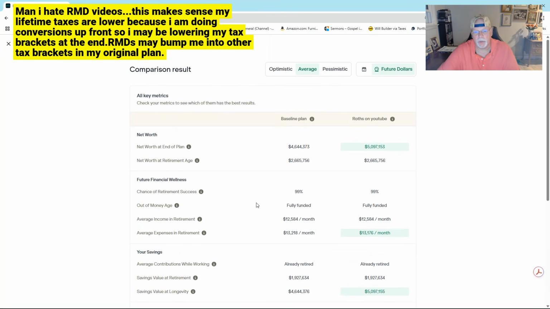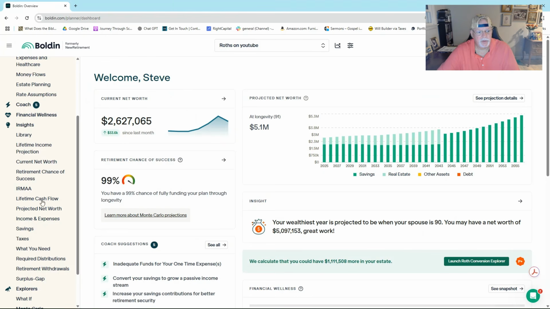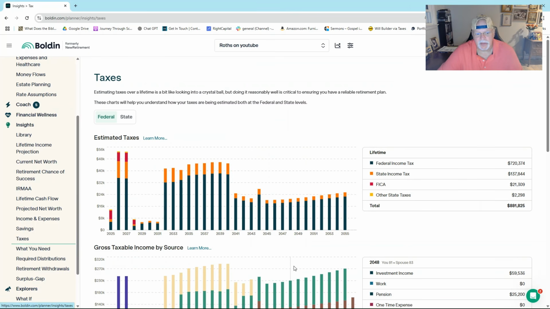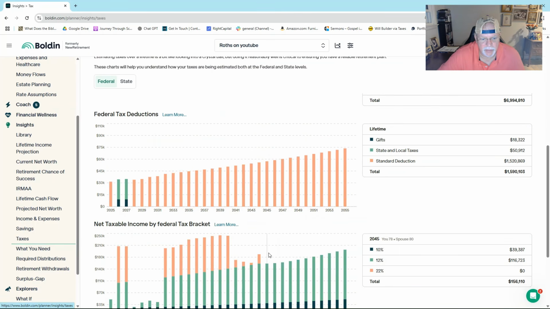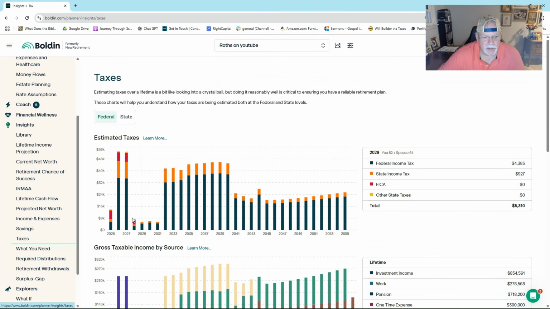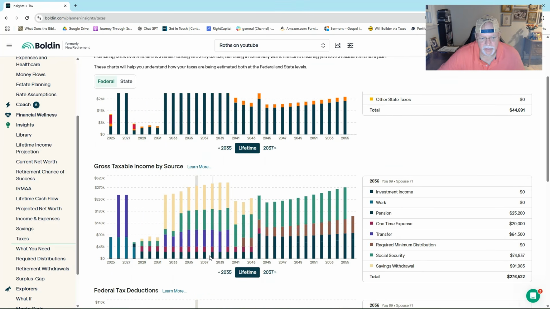This is just so cool. But let's just go back. Let's look at the tax thing. Let's launch this. There should be taxes. So this is the taxes. There should be a tax bracket. Somewhere in here it should show me a tax bracket. See, it shows me the amounts, but that's not really what I want to know. I want to know the tax brackets that I'm in.